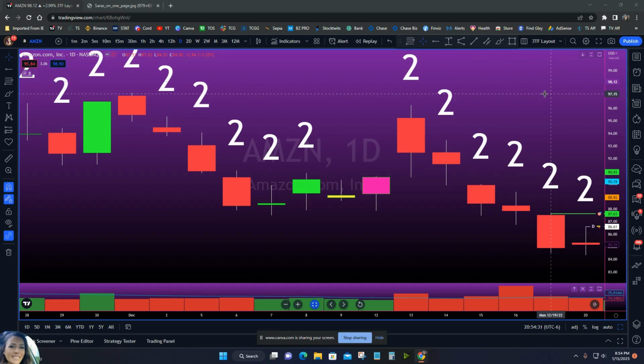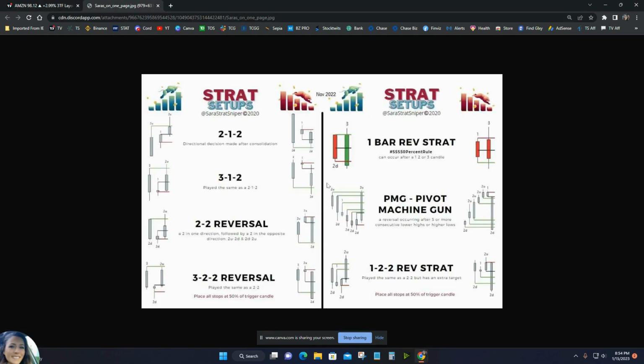I don't care if you're a day trader or a swing trader, you need to have multiple time frames up. You need to have the bigger picture in mind. Because people will see this like, oh, Sarah, this is a pivot machine gun to the upside. Well, yes, it is, but not all pivot machine guns are created equally. We only want to trade pivot machine guns when we're at downside exhaustion in this case, or on the bearish side if we're upside exhausted.